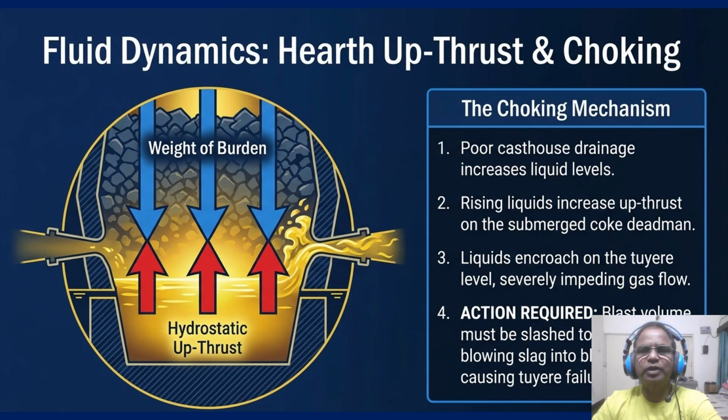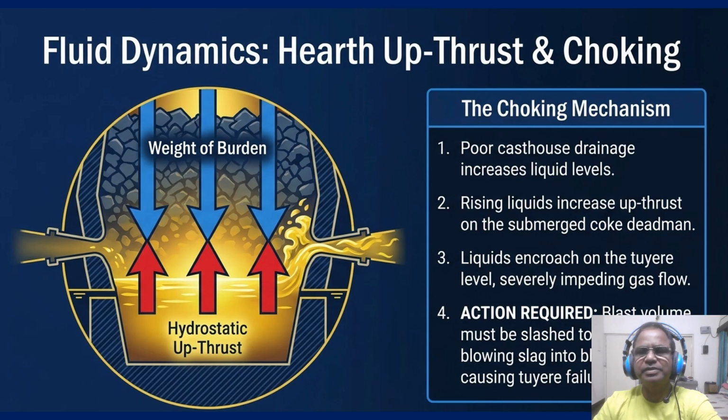If you have poor cast house drainage, the liquid level rises. As the liquid rises, it increases the upthrust on the coke deadman and encroaches on the tuyere level. This is a hard choke. When this happens, gas flow is severely impeded. The so what is an immediate emergency. Blast volume must be slashed to prevent blowing slag back into your blowpipe or causing a total tuyere failure. You are essentially drowning your furnace in its own production because you cannot get the liquid out fast enough.